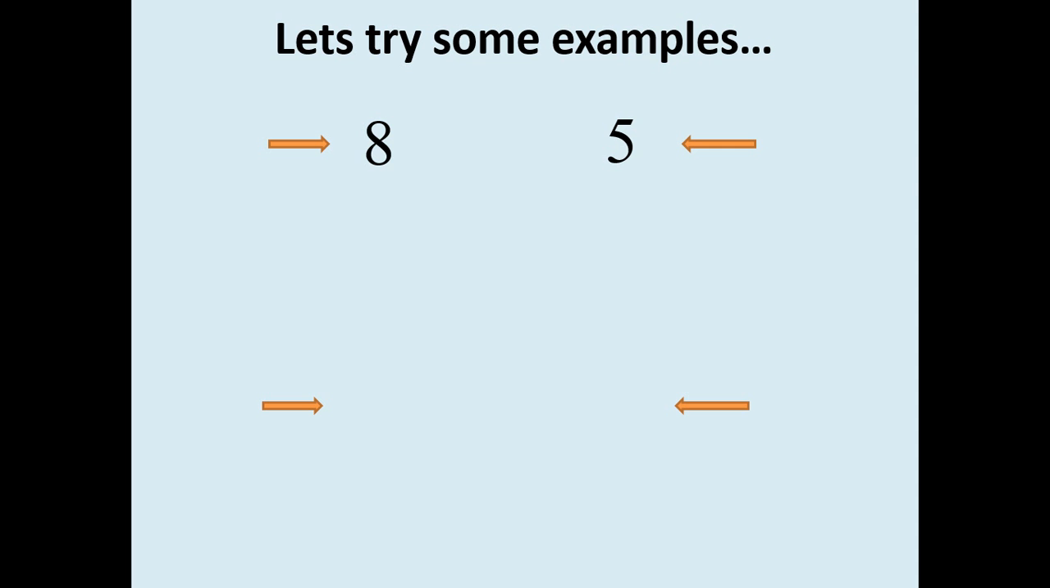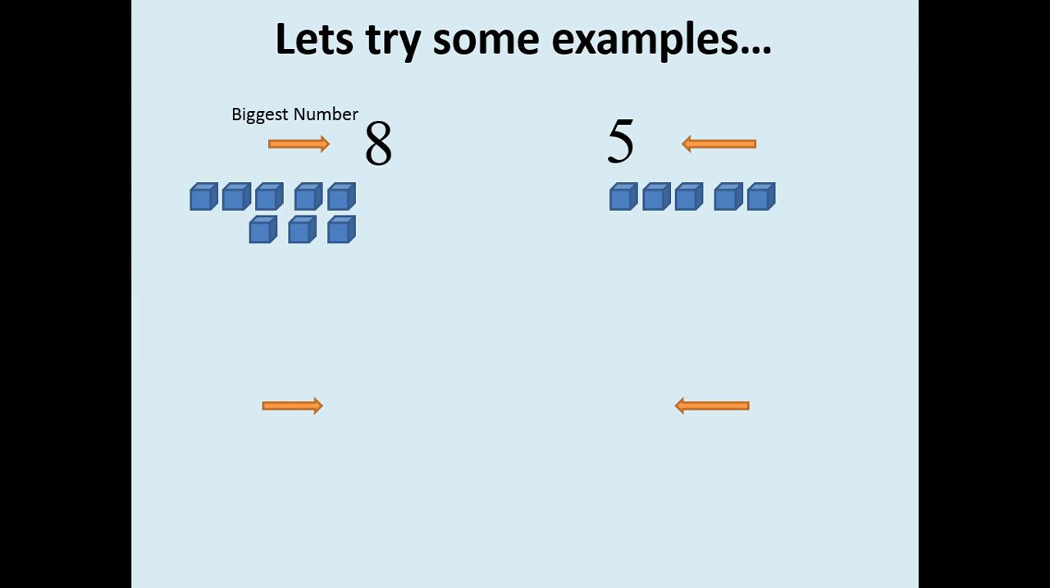8 and 5. If I compare these two numbers, I can tell 8 has 8 ones and 5 has 5 ones. 8 is the biggest number and 5 is the smallest number. Allie the alligator is going to eat which number? If you said 8, you are correct. And I read this, 8 is greater than 5.